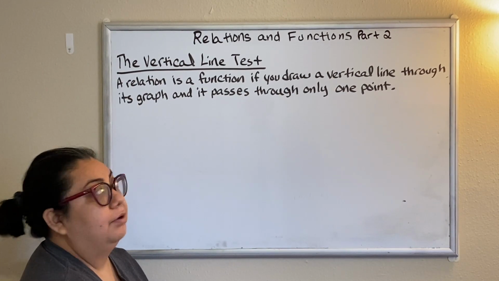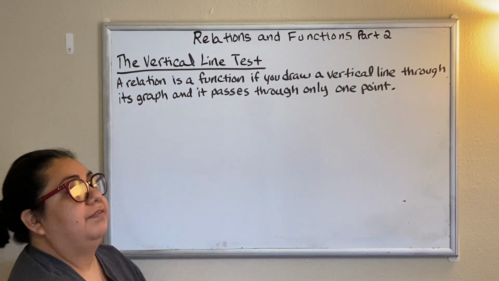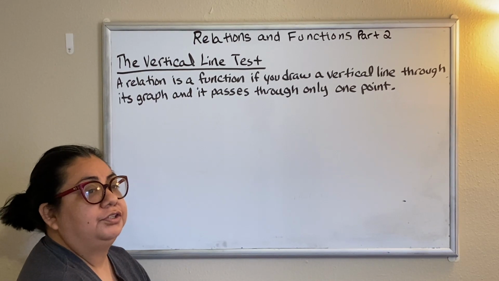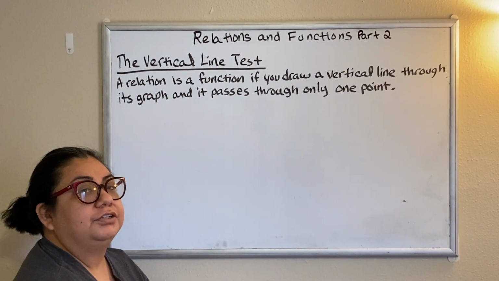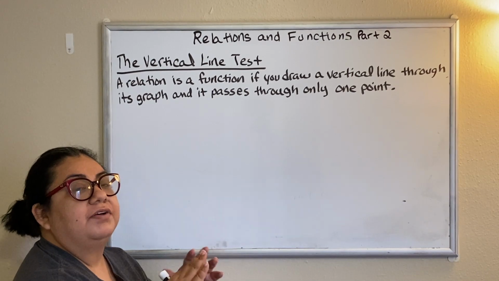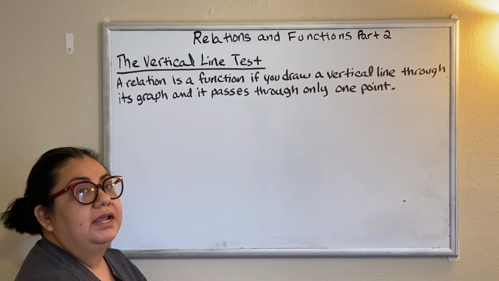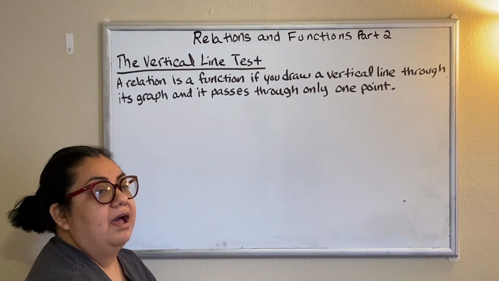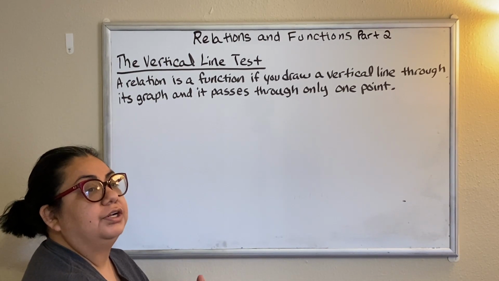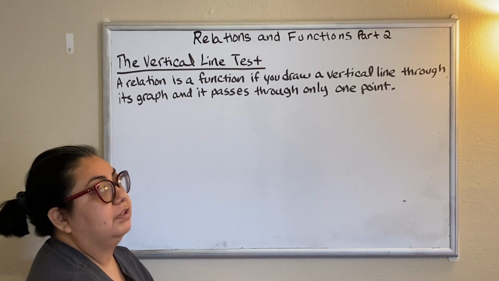Yesterday we talked about relations and functions. We defined a relation, we defined a function, and we determined how we can tell whether a relation is a function or not based off of a collection of sets. Now we're going to look at a relation that is on a graph, and we're going to determine whether a relation is a function or not based off its graph.